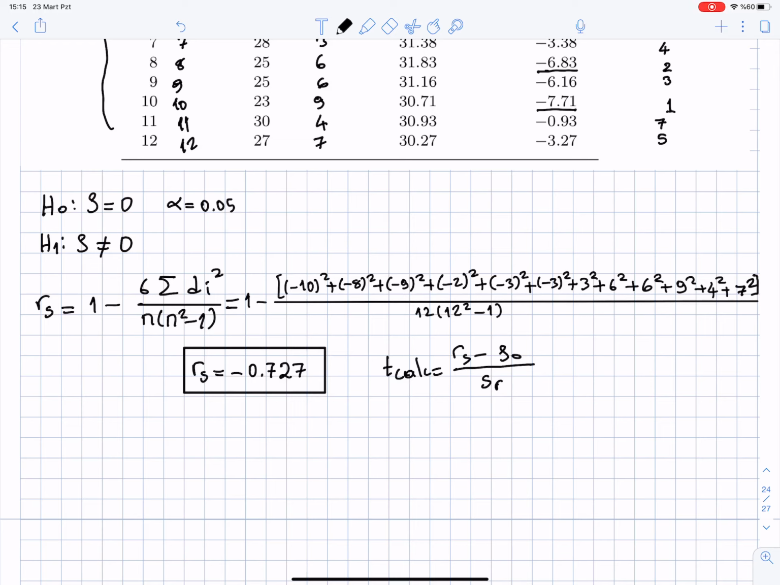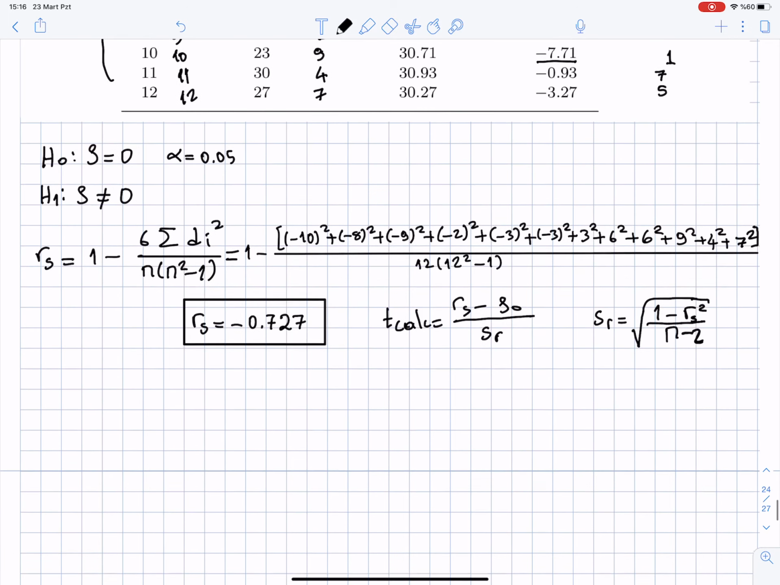The standard error of the correlation coefficient for the Spearman is identical to the Pearson correlation coefficient. So no difference. You have within the square root 1 minus the Spearman correlation coefficient squared, divided by n minus 2. That's how you get the standard error of the Spearman correlation.